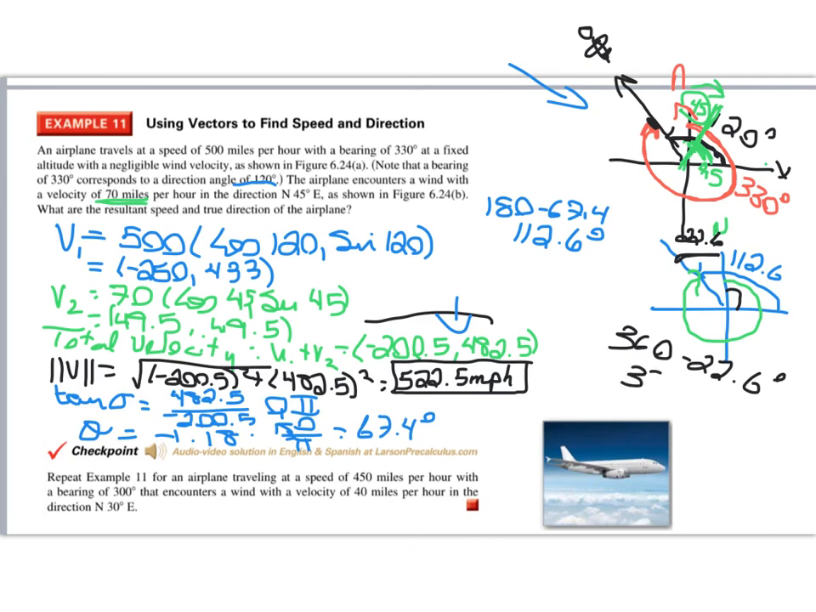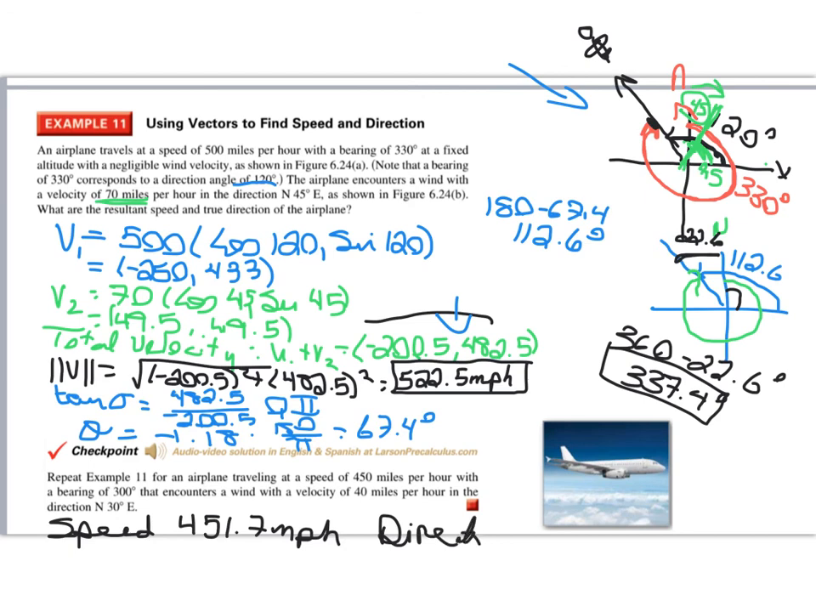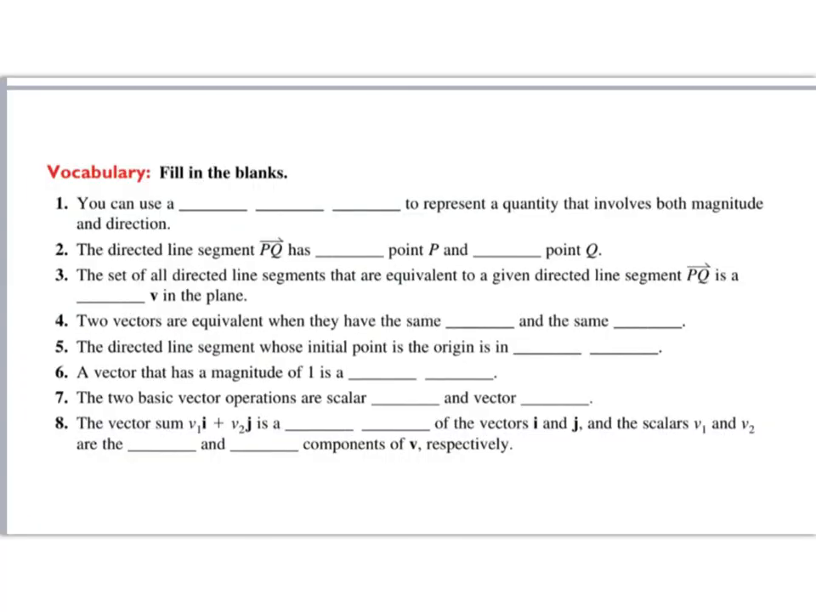So your direction of your airplane is 337.4 degrees. All right, so you need to give this a go on the checkpoint, see if you can get it right, and I'm going to go ahead and put what the speed is and what your direction is, so go ahead and pause. Okay, the speed is 451.7 miles per hour, and your direction is 305.1 degrees. Okay, we're done.